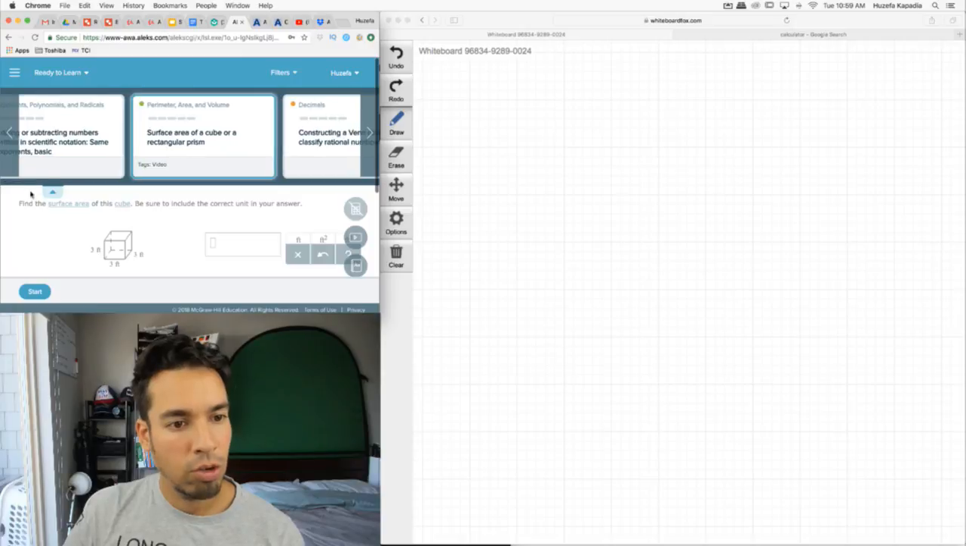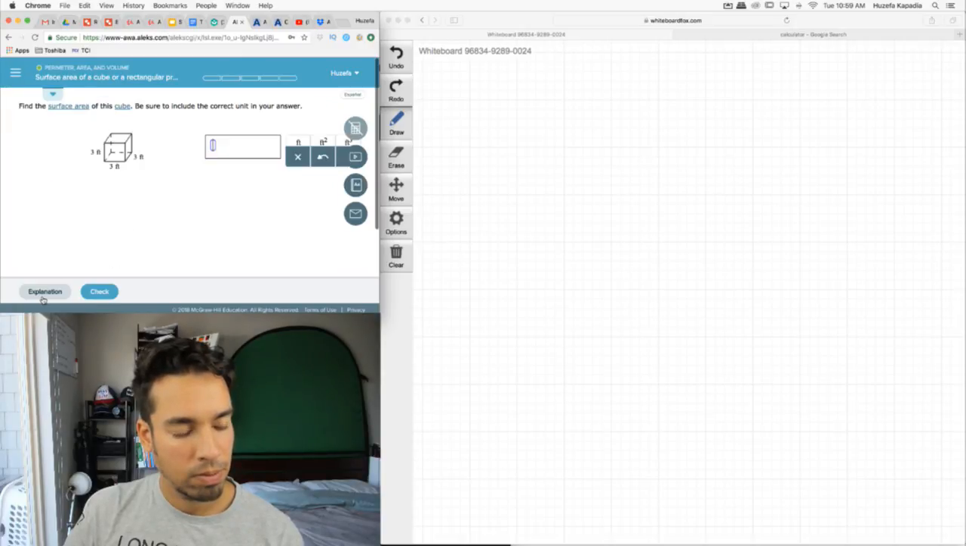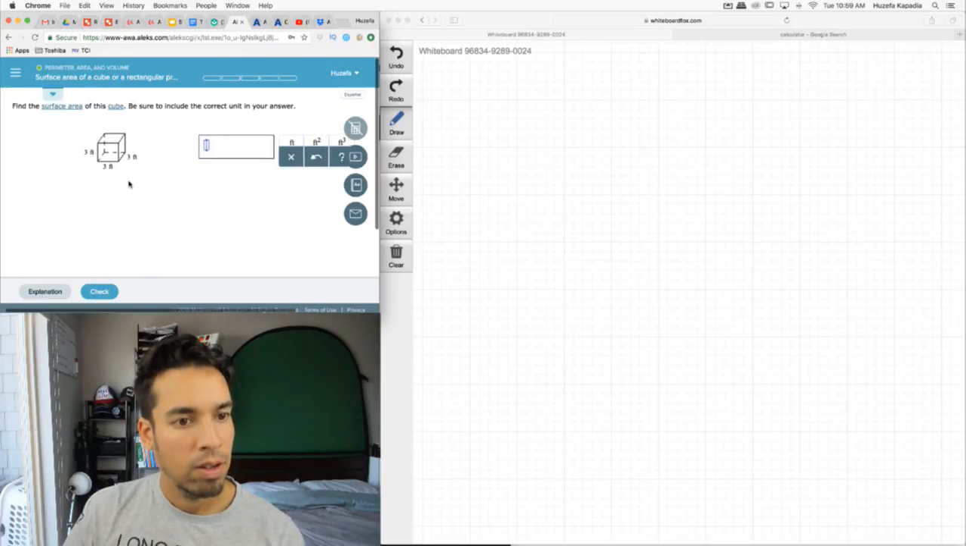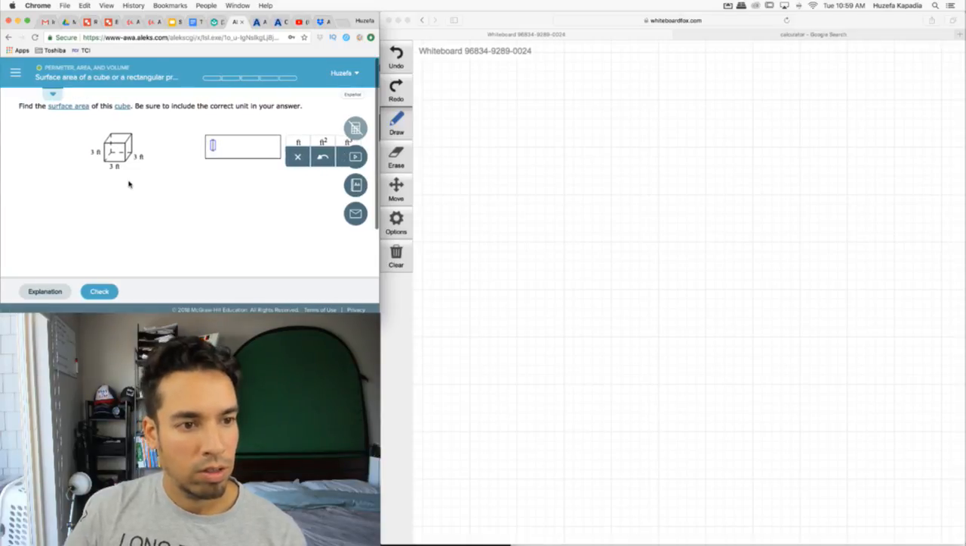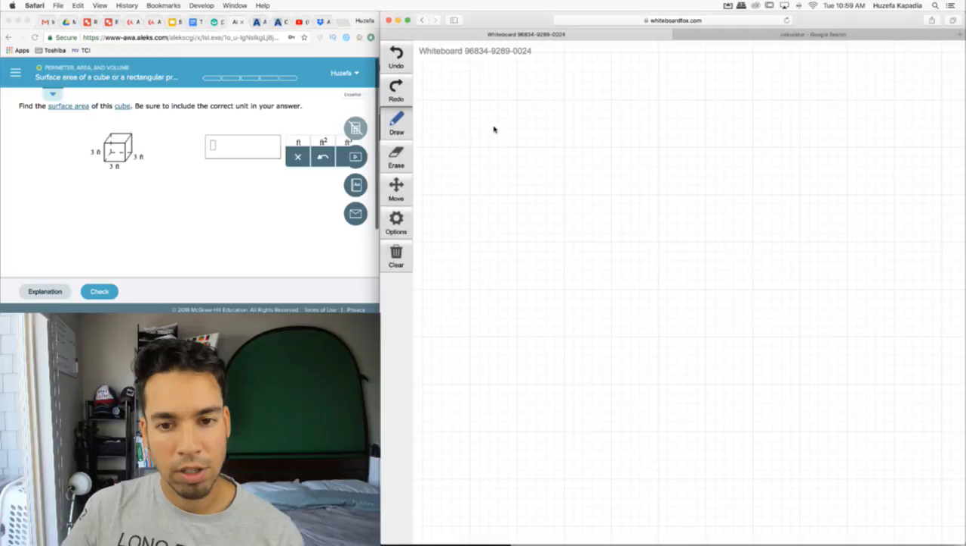Surface area of a cube or a rectangular prism. Be sure to include the correct unit in your answer. So how do we find surface area? Think about it like this.